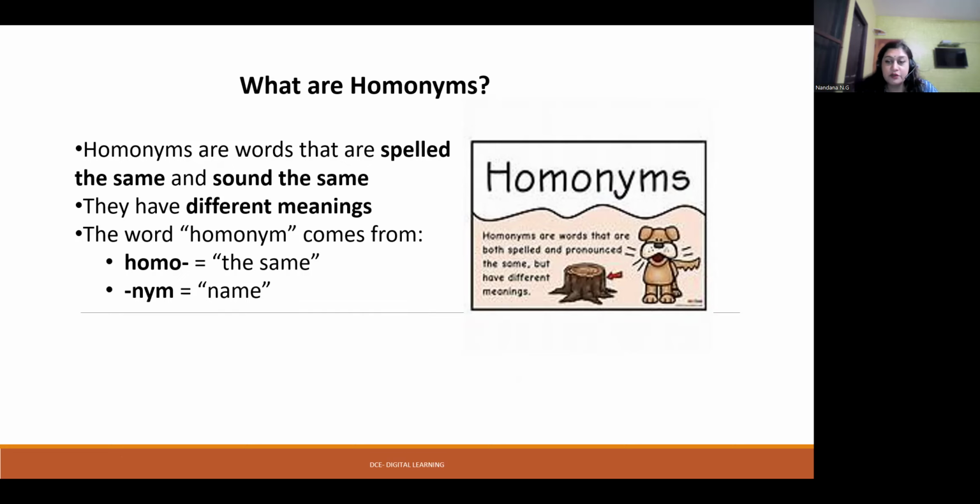Bark of the tree refers to the outward portion of the tree, while when we're relating to the dog, the action of it barking is known as bark. So the word bark, B-A-R-K, is spelled the same, and it sounds the same, but then they have two different meanings. One meaning being the outward rough exterior of the tree, the other, the action of the dog barking.